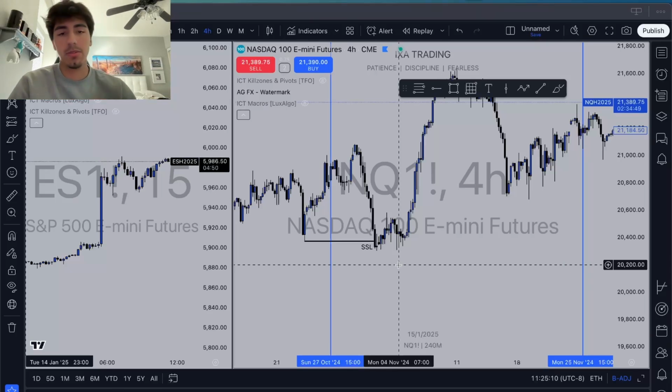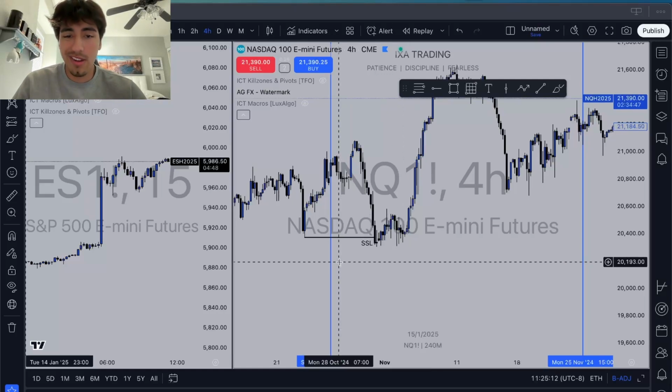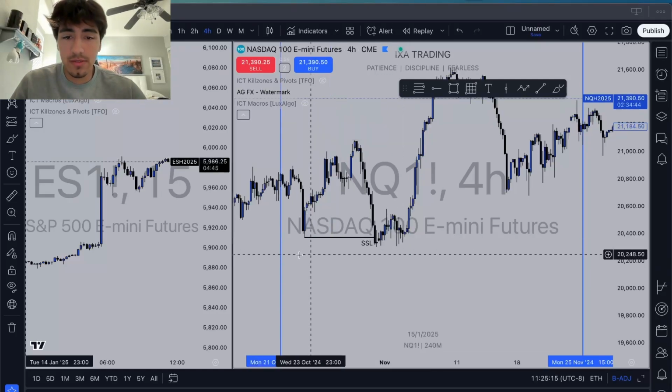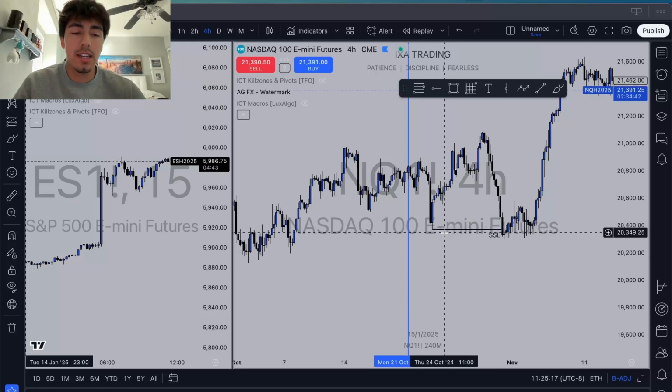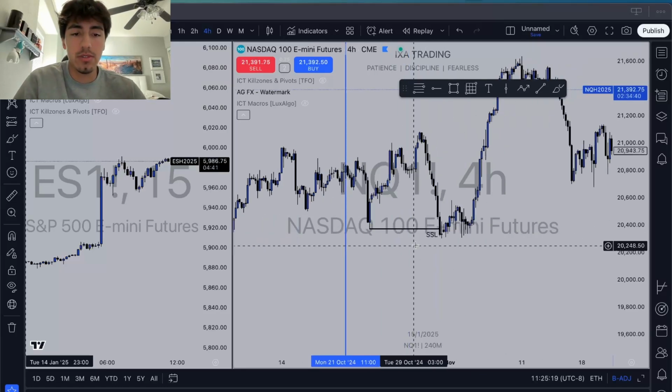I want to make this for people who already know what they're doing. Anyways, so this is sell side, right? Pretty easily identifiable hanging low, right? So I would consider that our sell side.